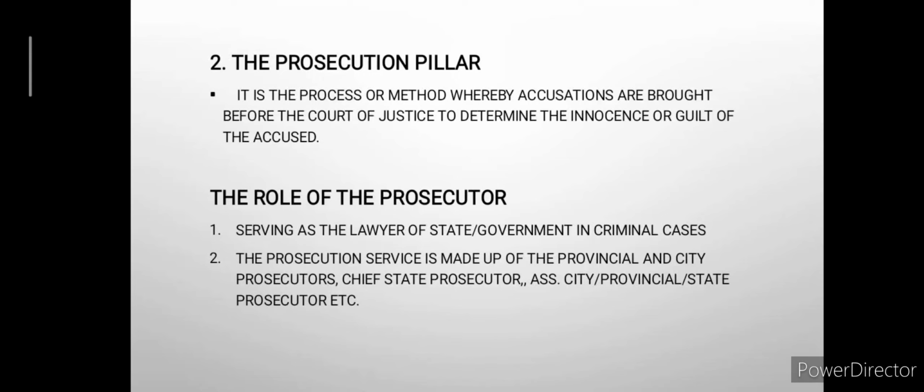A prosecuting attorney, by the nature of his office, is under no compulsion to file a particular criminal information where he is not convinced that he has evidence to back up its averments, or that the evidence at hand points to a different conclusion. The prosecutor, in deciding whether to prosecute, is responsible for evaluating the evidence the police have gathered and deciding whether it is sufficient to warrant filing charges against the alleged violator. And next, the prosecution service is made up of the provincial and city prosecutor, chief state prosecutor, assistant city or provincial or state prosecutor, and so on.